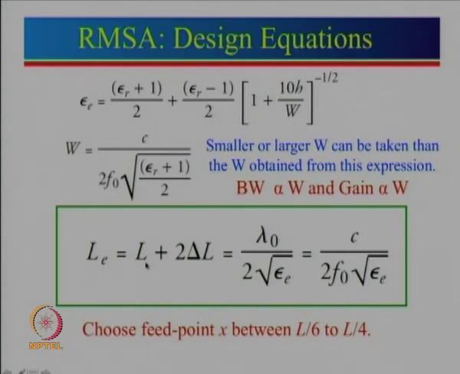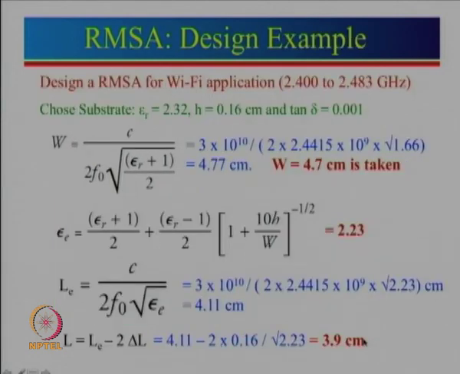We will take a design example. However, we also need another thing: where should we feed? In order to feed, I have given a general guideline: the feed point can be between L by 6 to L by 4. If it is a narrow band antenna, start with L by 6; if it is a wide band antenna, start with L by 4. So let us just take a design example.